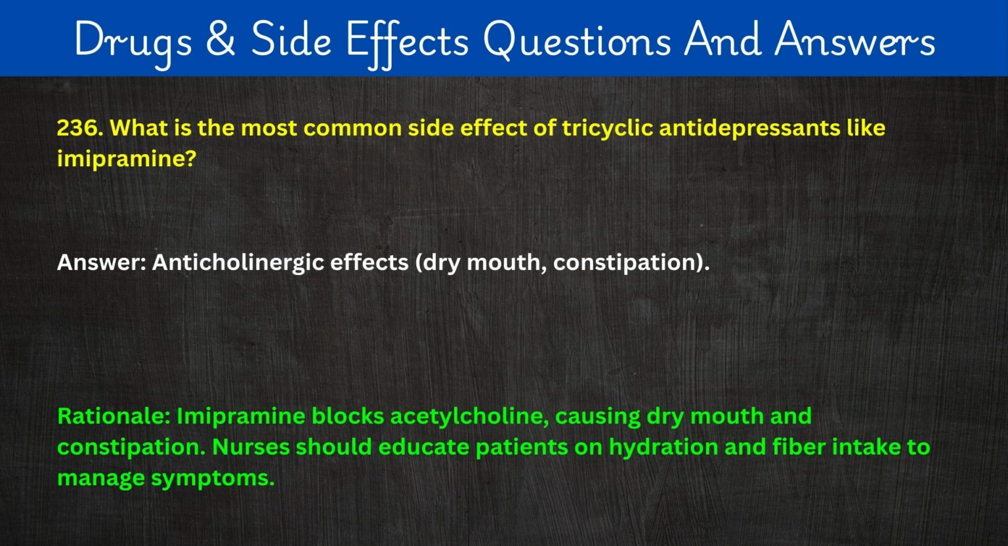236. What is the most common side effect of tricyclic antidepressants like imipramine? Answer: anticholinergic effects, dry mouth, constipation. Rationale: imipramine blocks acetylcholine, causing dry mouth and constipation. Nurses should educate patients on hydration and fiber intake to manage symptoms.